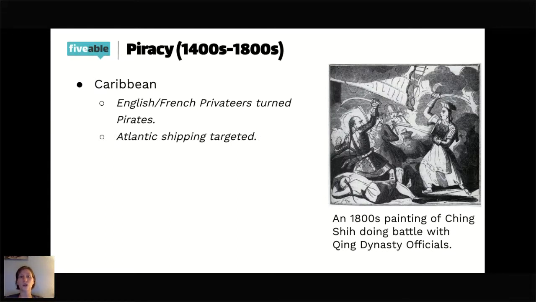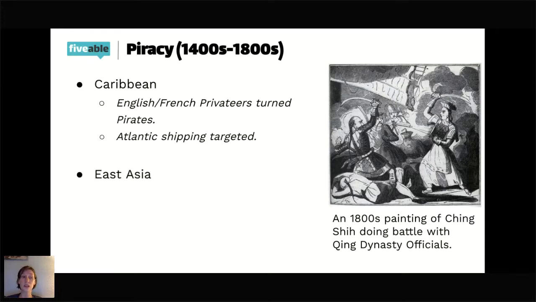So they're looking for those treasure ships headed back across the Atlantic from the Americas to Europe. And by targeting those ships, they're hurting the growth of the empires economically by cutting off some of the source of their wealth and their treasure. But piracy in this era is not limited to the Caribbean.